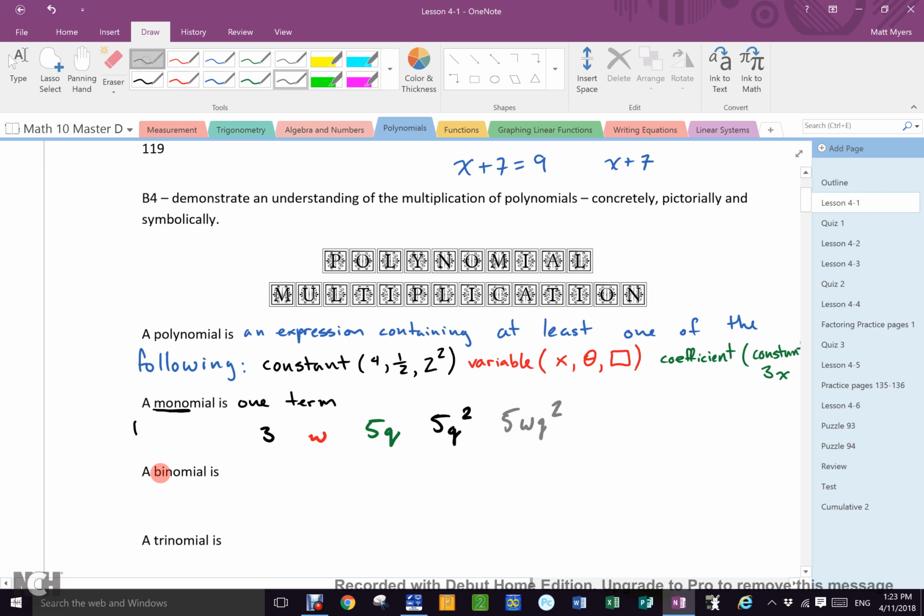A binomial, like a bicycle, or binoculars instead of a monocle. I see you. Is 2. Oh, I don't want to use gray.